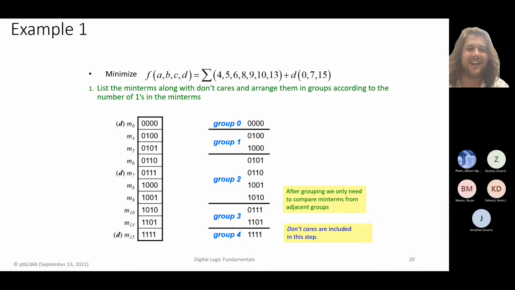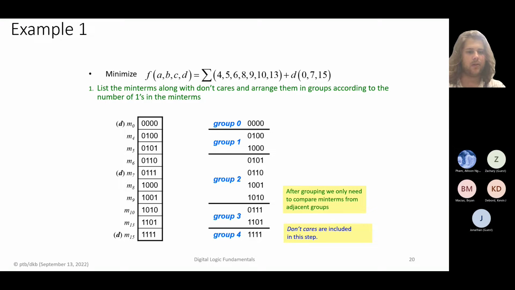Here we have a function written in the sum of products form. We also have 3 don't cares. So the first step of the method is to write all of these things out and group them by the number of 1s. Here you can see this one requires 5 groups: 0 1s, 1 1, 2 1s, 3 1s, and 4 1s.